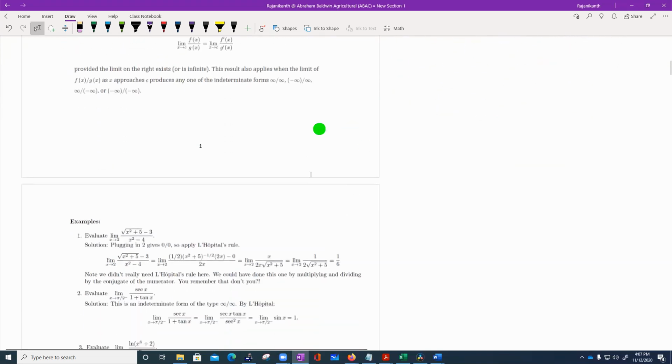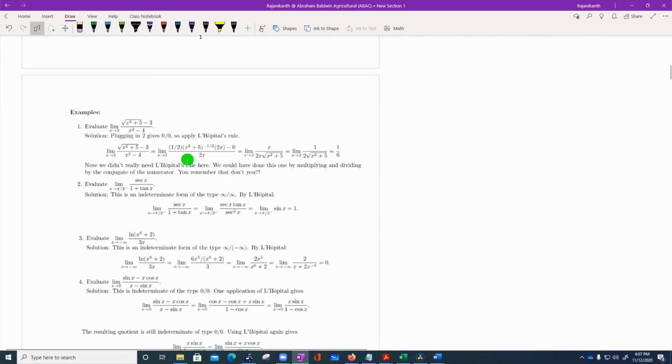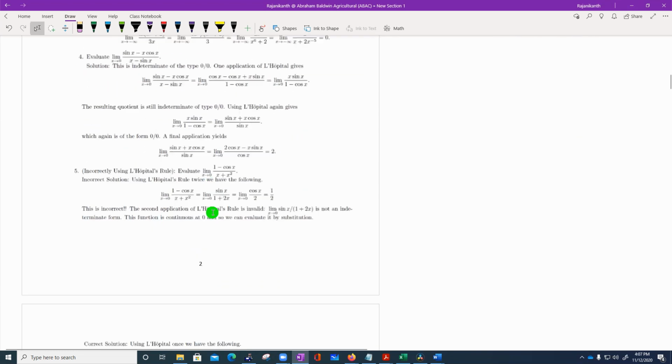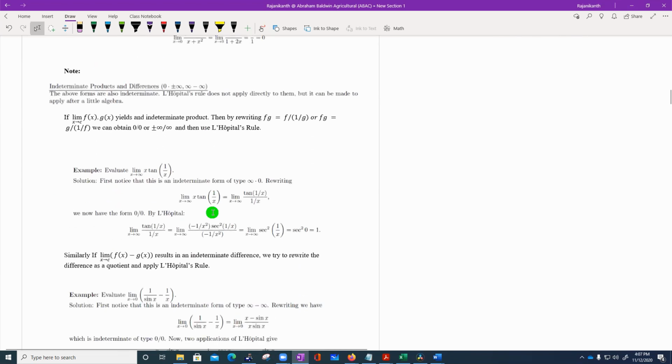Okay. So this section is almost about finding the limits for the indeterminate form problems. Okay, so I have included several examples. So you could think about those things. So that is here.